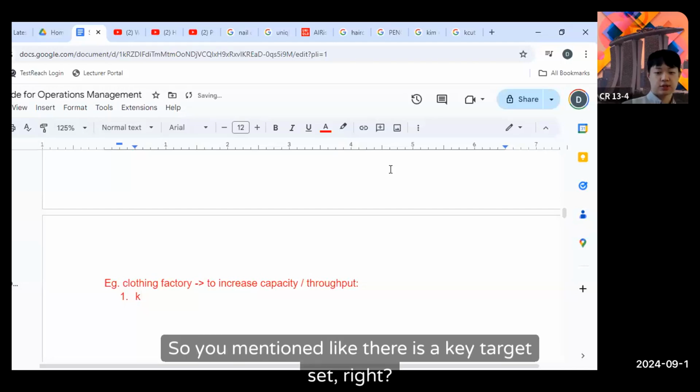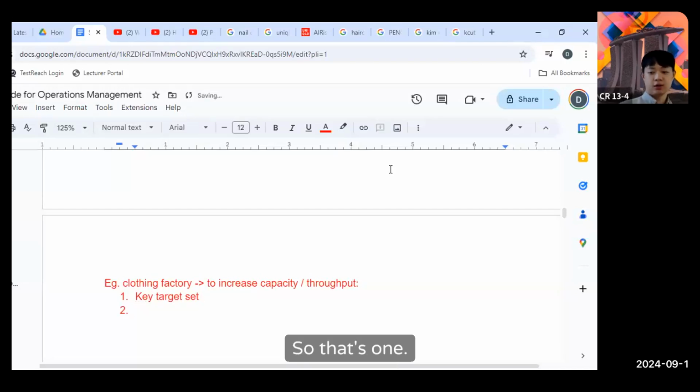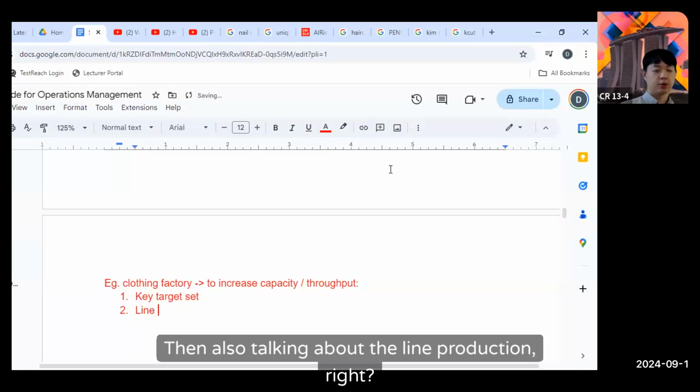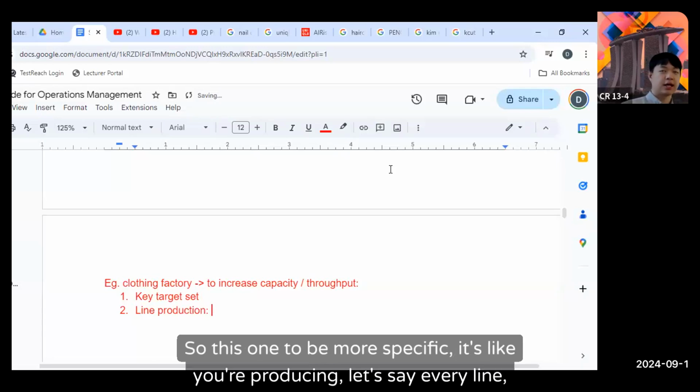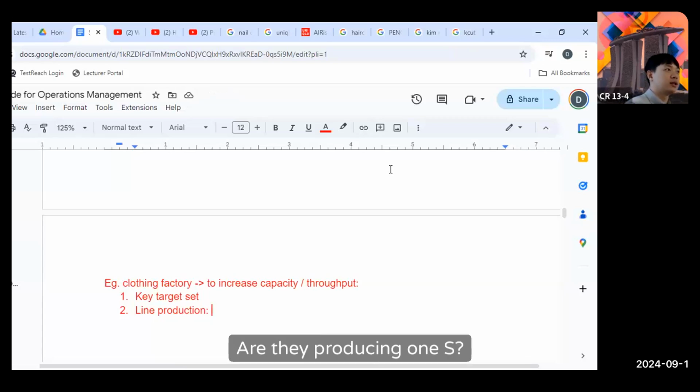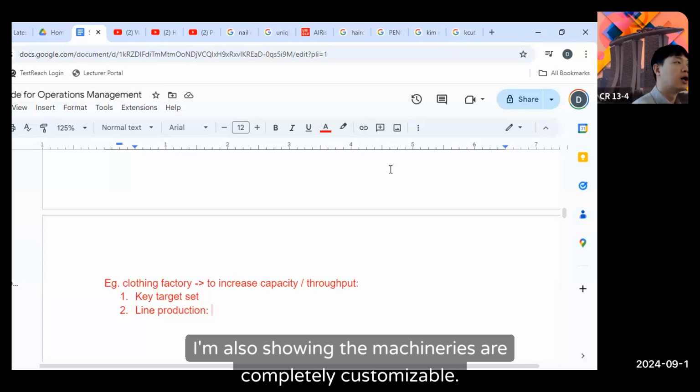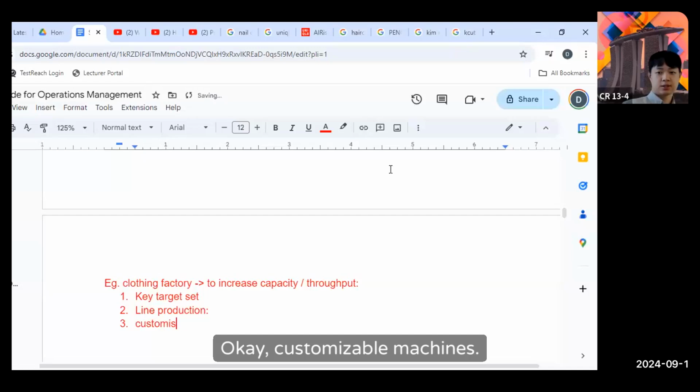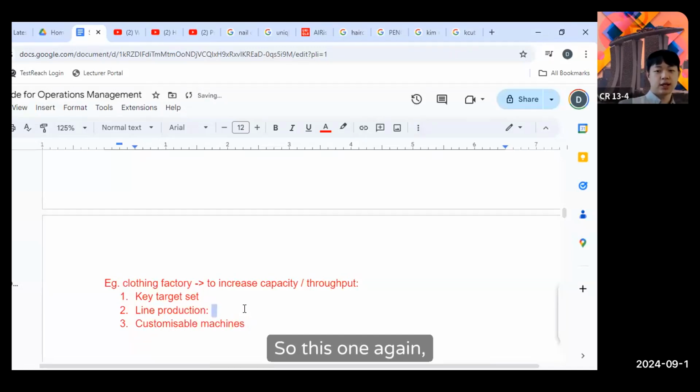Okay, I like this. So you mentioned there is a key target set, right? So that's one. Then also talking about the line production, right? To be more specific, you're producing, let's say every line, right? Are they producing one S? And also the machineries are completely customizable according to the demand fluctuations. Okay, so customizable machinery. Okay, so this one again.